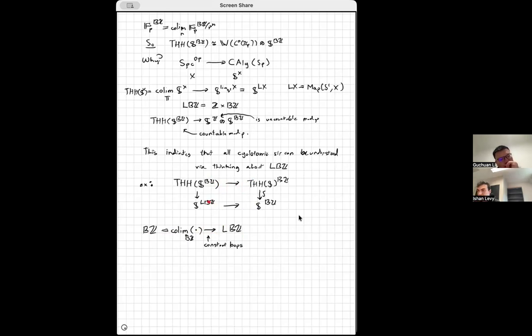And this map is exactly obtained from taking cochains of this map. But you can see that this map is exactly the inclusion of the zero component of Z times BZ.